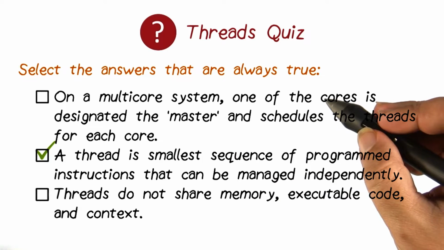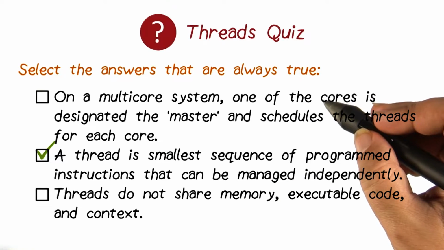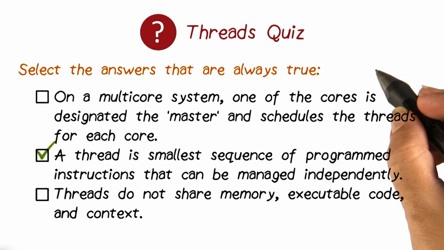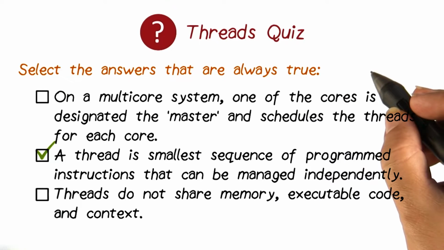Let's go to the second one. A thread is the smallest sequence of programmed instructions that can be managed independently. Is this always true? Yes, this statement is always true because regardless of how they are scheduled, who initiates them, who manages them, the thread as an entity is a sequence of instructions that is managed as an entity.